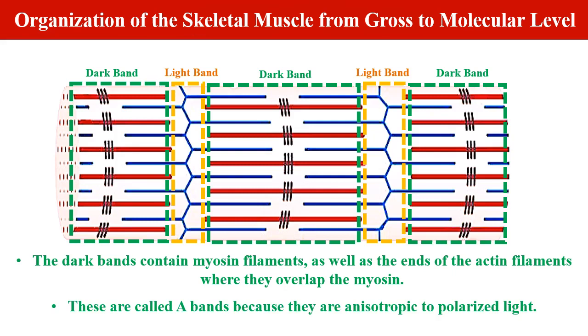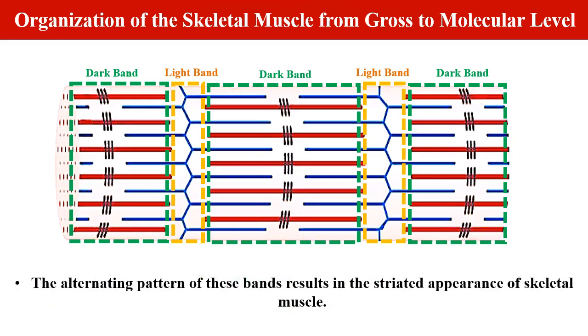The light bands contain only actin filaments while dark bands contain myosin as well as the ends of actin filaments. The alternating pattern of these light and dark bands results in the striated appearance of the skeletal muscle.